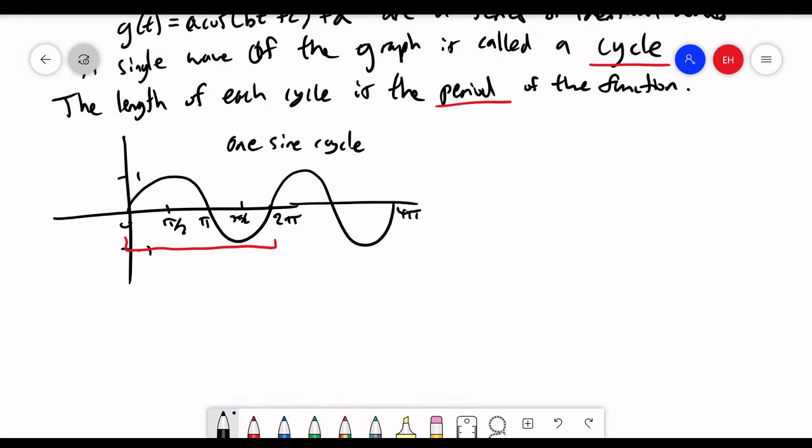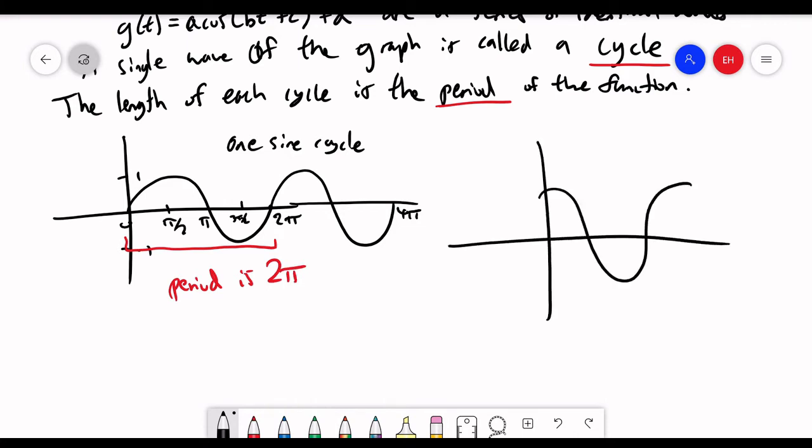So if we look at just the part of the graph that goes from 0 to 2 pi, that is going to be just one cycle. And since it takes 2 pi worth of time or angle before it repeats, then that's what the period is. So the period for the sine is 2 pi.